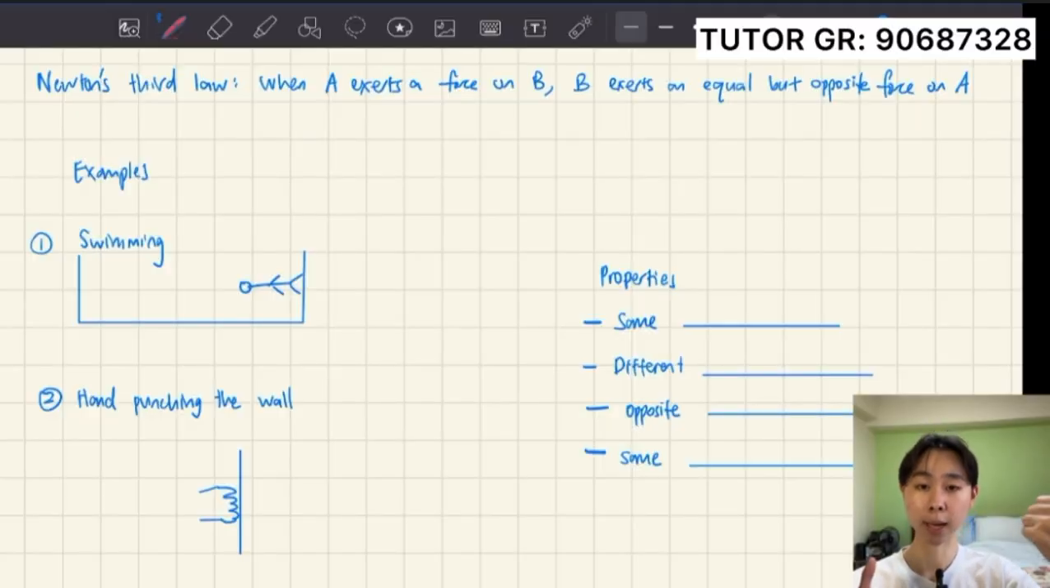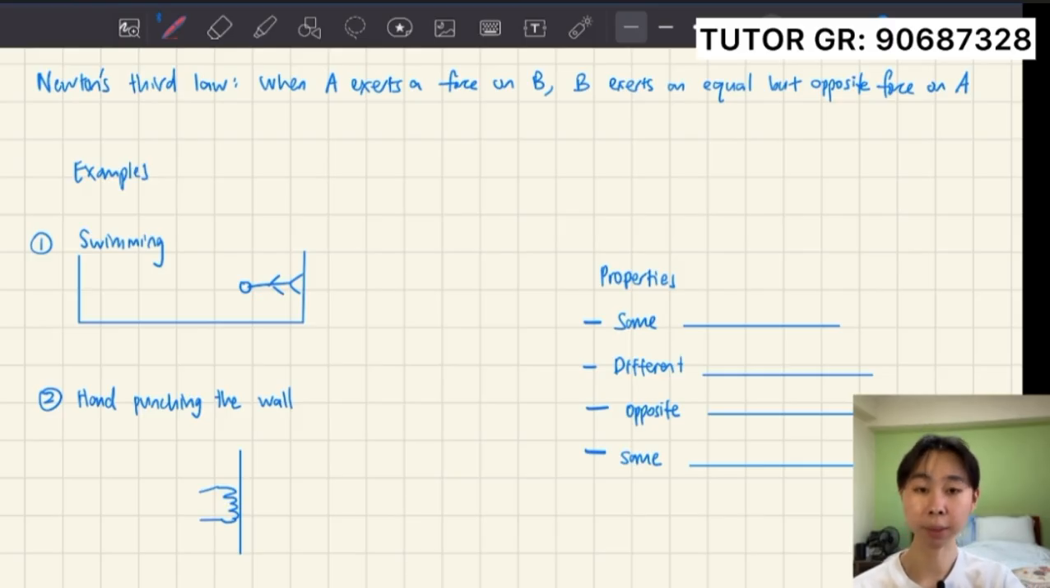So let's say I punch the wall. Why exactly does my hand hurt? My hand hurts because when I punch this wall, I exert a force on the wall. As a result, the wall will actually exert an equal force on my hand. You can try to punch the wall. Your hand will be pained because the wall will punch you back.